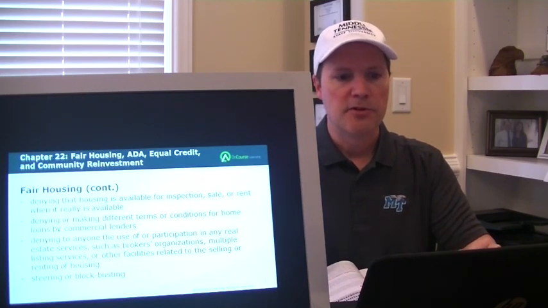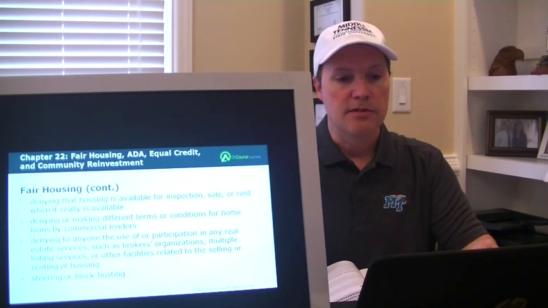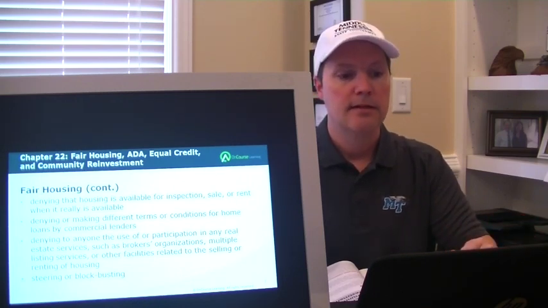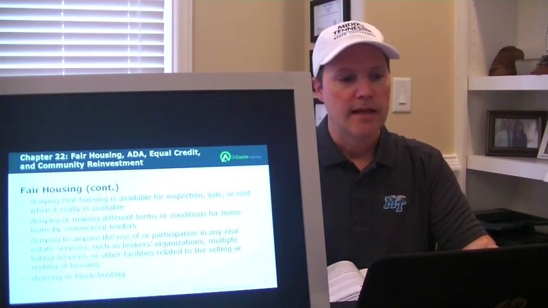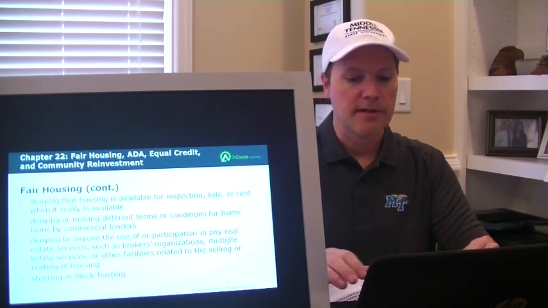Denying that housing is available for inspection, sale, or rent when it really is available. Denying or making different terms or conditions for home loans by commercial lenders. Denying to anyone the use of or participation in any real estate services such as brokers' organizations, multiple listing services, the MLS that's out there, or other facilities related to the selling or renting of housing. And then you can't steer or blockbust. We've talked about that before, and we'll talk about it more coming up.